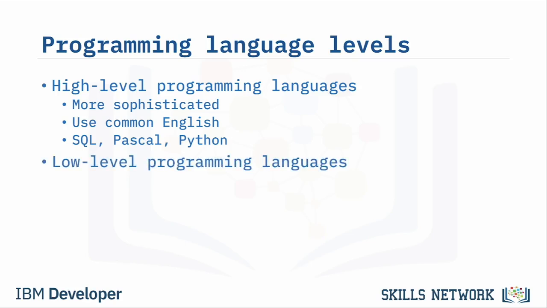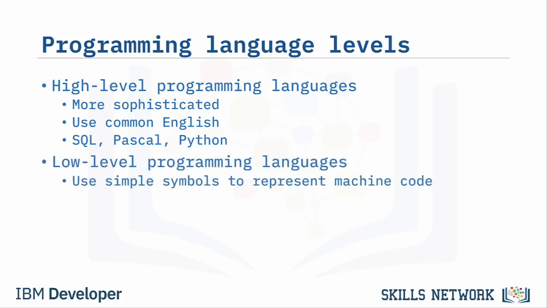In contrast, a low-level programming language uses a set of symbols to represent machine code. Examples of low-level programming languages include assembly languages such as ARM, MIPS, and x86.